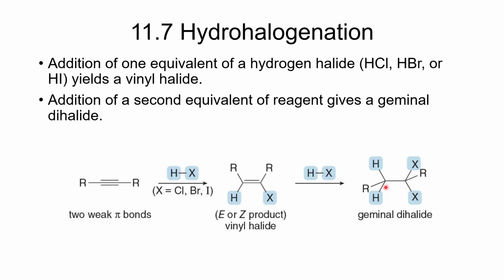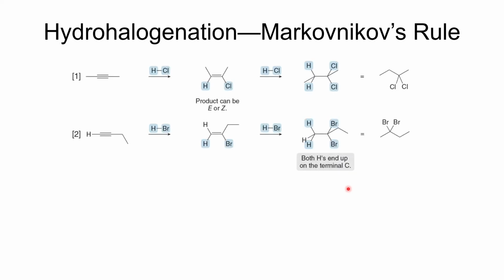So we'll always get a geminal dihalide. All right, so now let's look at hydrohalogenation and does it follow Markovnikov's rule? And the answer is yes, it follows Markovnikov's rule. Remember the rule for Markovnikov when we're adding HX across a carbon-carbon double bond, the hydrogen goes to the carbon that has the most hydrogens.